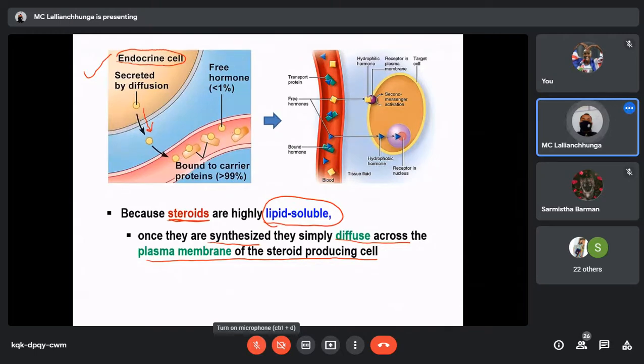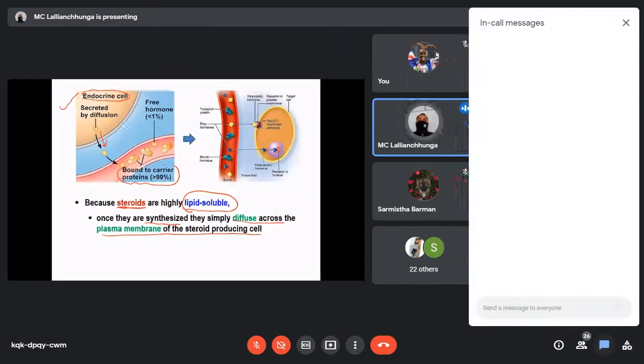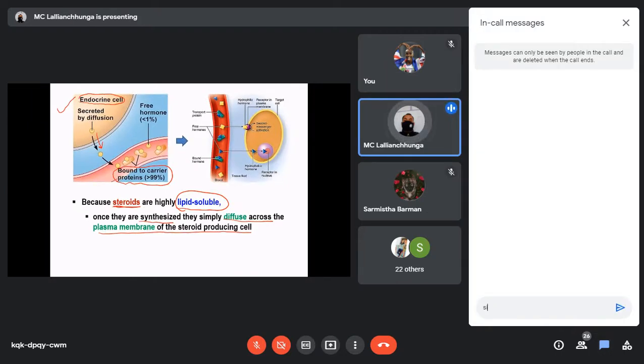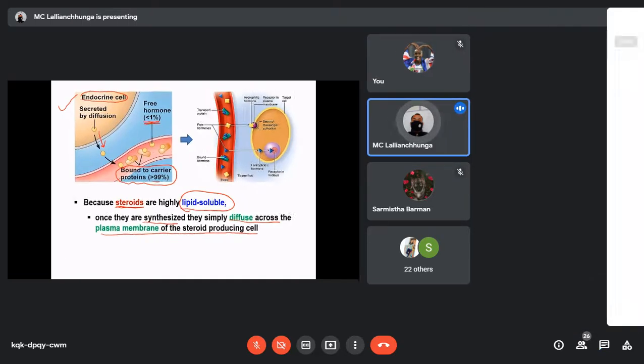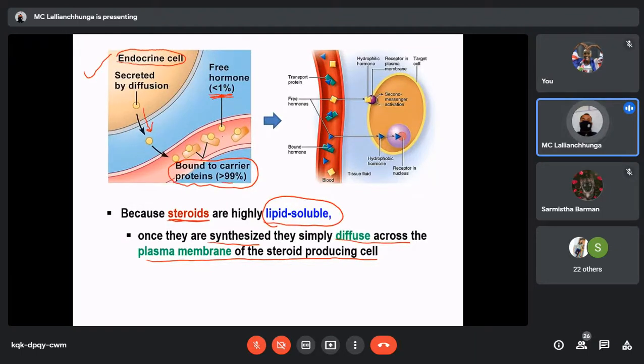Now they are transported. We'll discuss this afterwards also, but it is very important because plasma contains water, not lipid. It is not a fat solution, it is a water solution. That is why these steroid hormones mainly bind to their binding protein. More than 99% will bind to their carrier protein. Free steroid hormone will be less than 1% in the blood, because they are not soluble in water. So their solubility in plasma is very low.